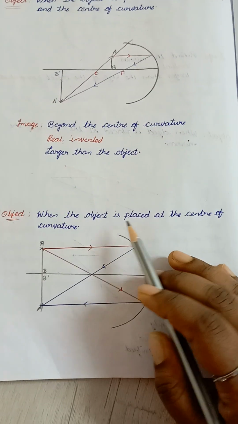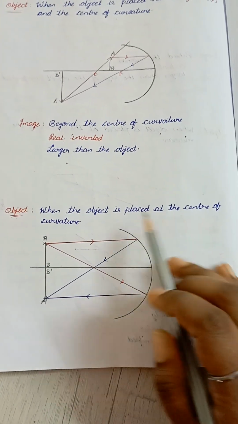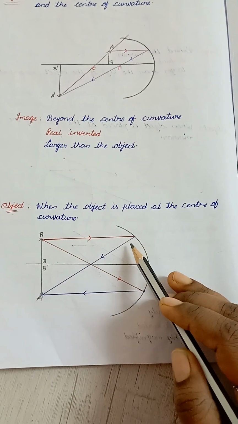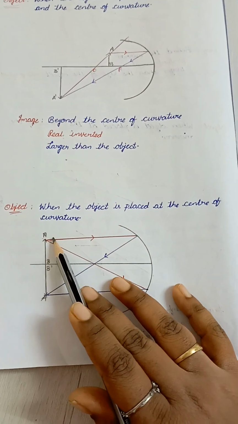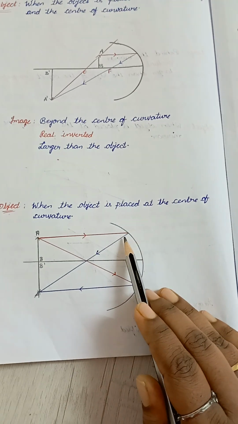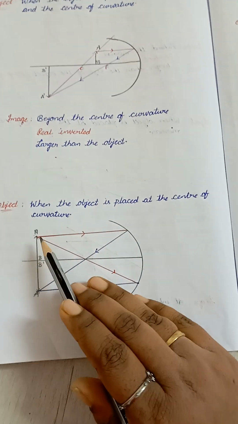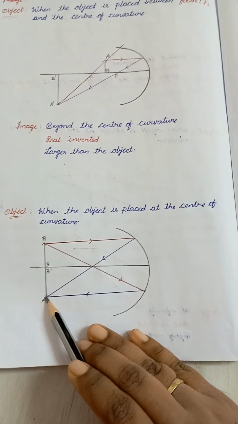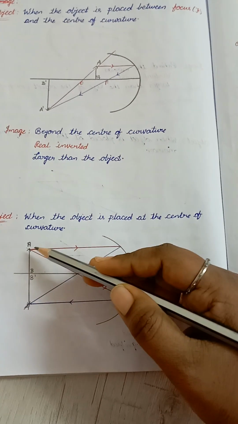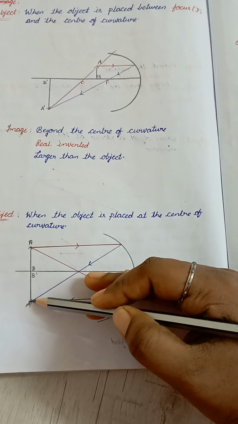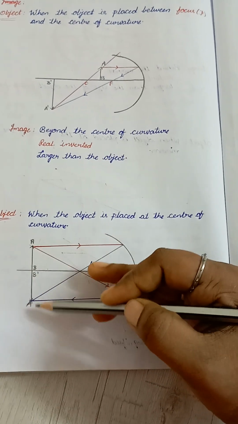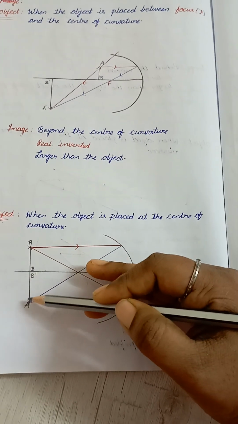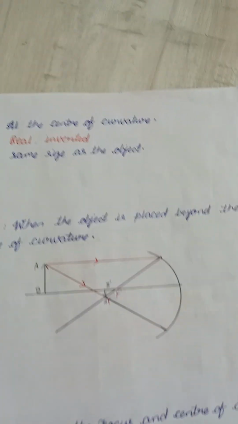Next, when the object is placed at the center of curvature, we need two incident rays. One parallel to the principal axis passes through focus. One passes through focus parallel to the principal axis. Therefore, the image size is same as the object size. And the image is real and inverted.